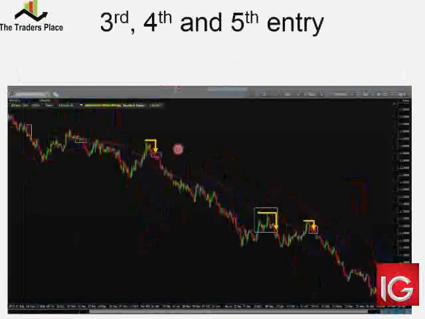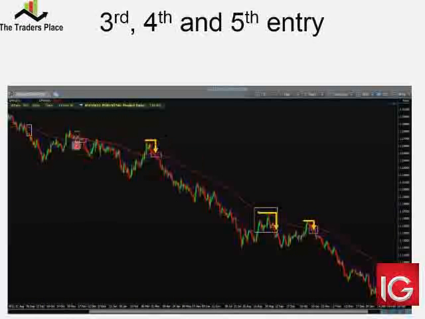Third, fourth, and fifth entries are depicted here again with the yellow arrows. That's the last one we looked at. Again, same thing happens. Market pulls back, breaks 89. Averages don't cross over. Market pulls off again. It didn't break the previous swing high stop loss. Breaks down, shorted again.